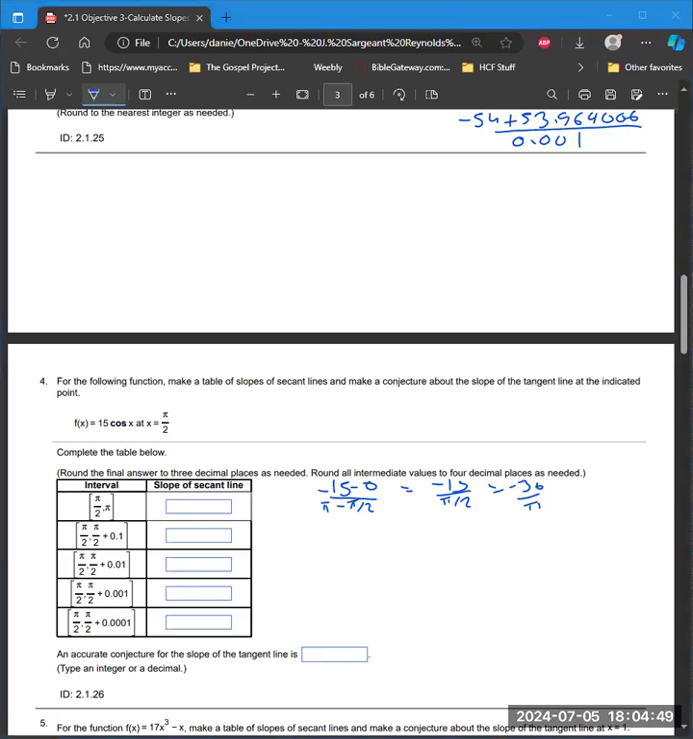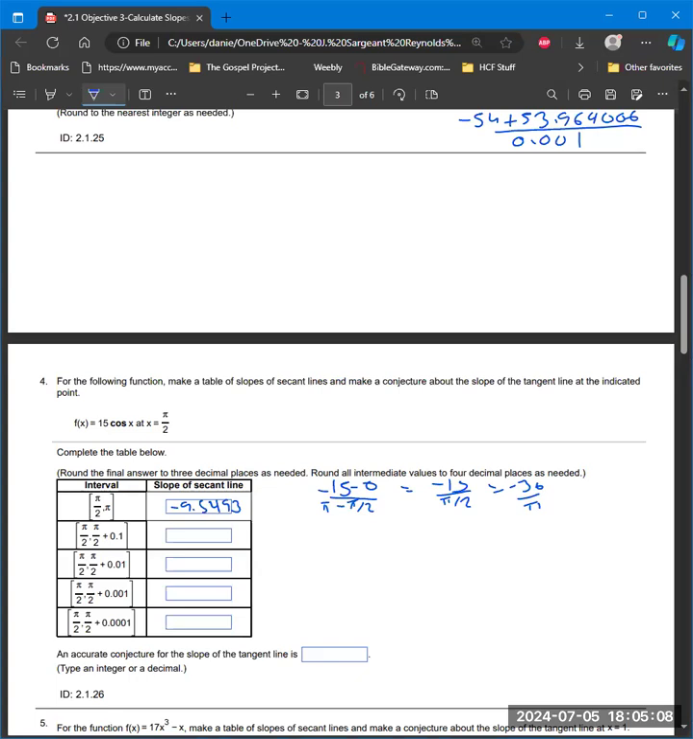So negative 30 over pi is negative 9.5493.